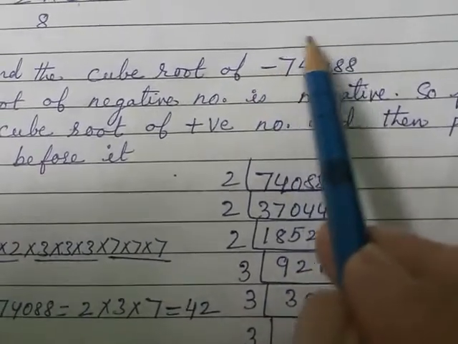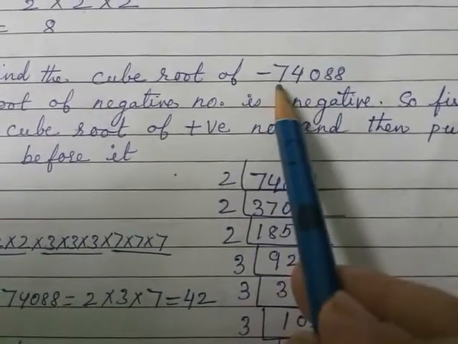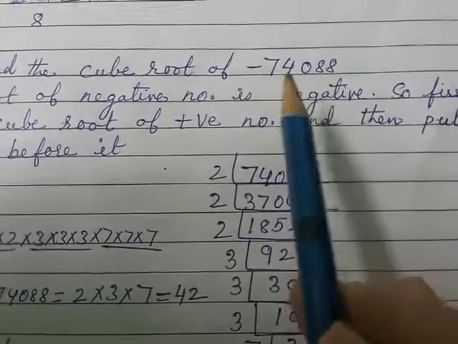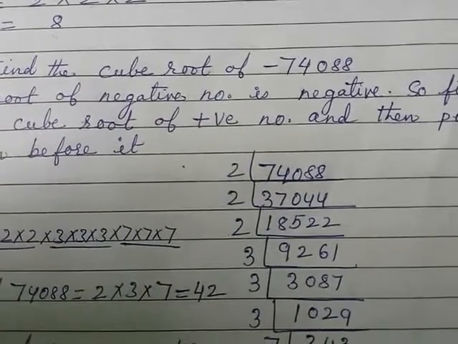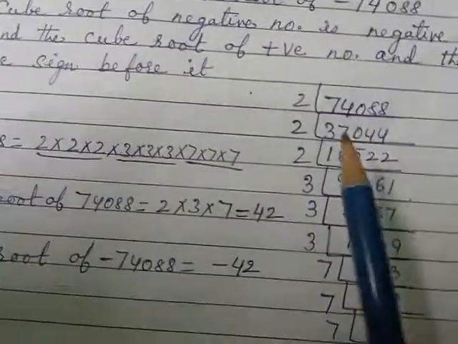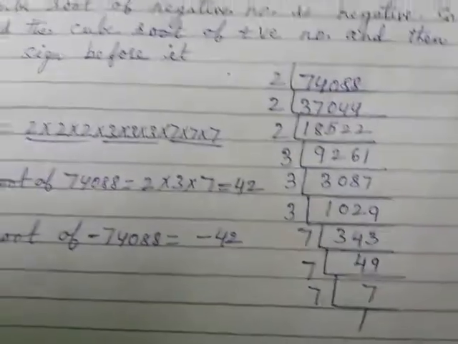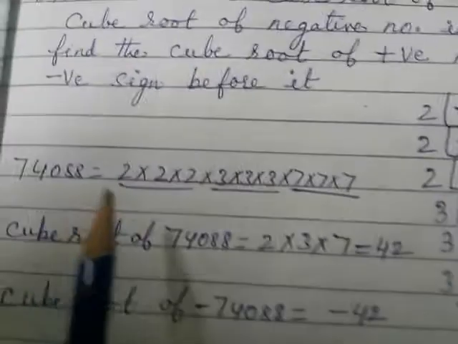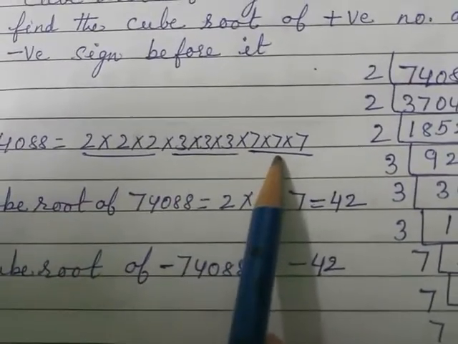74,088. This is a negative number. So when we find the cube root, we will find the cube root of positive 74,088. After finding the cube root, we will put the negative sign before it. So the factors of 74,088 are this. Now we will separate them into groups of three similar factors each.